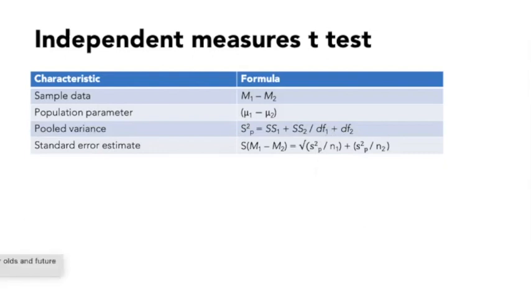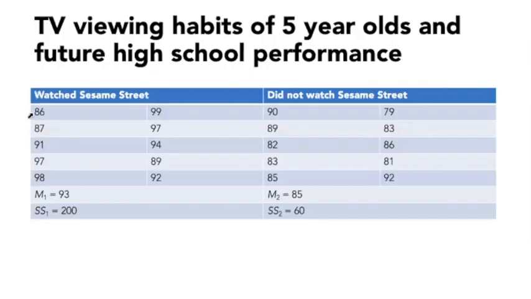Now these are all your calculations. Now let's do a sample exercise to understand how to go ahead and compute your t statistic. Okay, now here we have some sample data. TV viewing habits of 5-year-olds and future high school performance. So very easy study. We have one group of students, kids who have watched Sesame Street, and we have another group of students who have not watched Sesame Street.